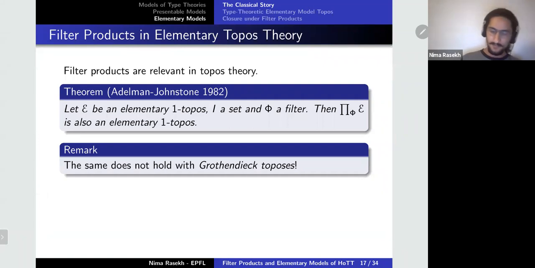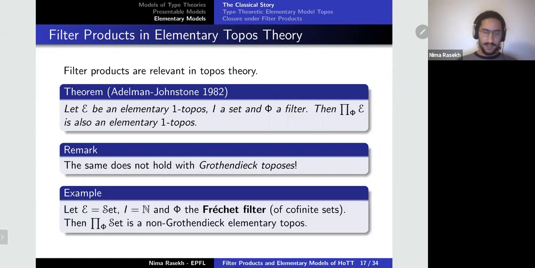Let me give you an example. Take E to be Set, the category of normal sets, and I to be N, and phi to be the Fréchet filter, which is defined by: a set is in the filter if it's cofinite, i.e., its complement is finite. In that case, this filter product is non-Grothendieck. I will come back to this example, and part of the talk will be to talk more about it.